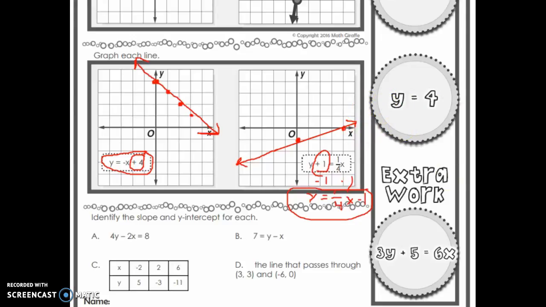Oh, I want to point this out. Notice y equals 4. It looks a little different. When y equals 4, that means it's 1, 2, 3, 4. Here's the y-intercept, y equals 4, but it's missing a slope. There is no slope. Remember our skier dude?